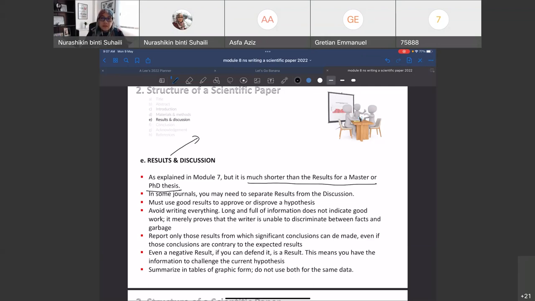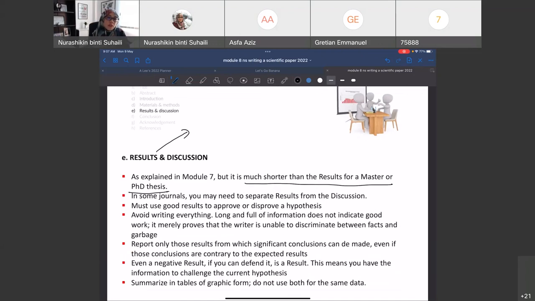When you talk about results and discussion, because you have done the research, you must highlight your own results first. That is, you report the results. Only when you want to discuss your results can you compare them with the results in the literature. So this is the way you write it. You present your results first, and in the discussion, you compare your results with the previous results or other results.